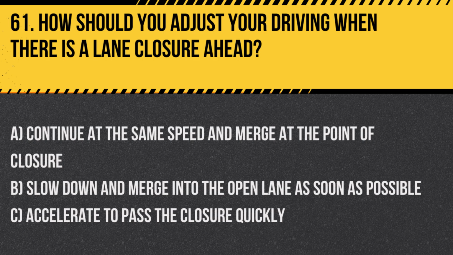Question 61. How should you adjust your driving when there is a lane closure ahead? A. Continue at the same speed and merge at the point of closure. B. Slow down and merge into the open lane as soon as possible. C. Accelerate to pass the closure quickly. Answer B. Slow down and merge into the open lane as soon as possible. Early merging helps to reduce congestion and minimizes the risk of accidents near the closure area.